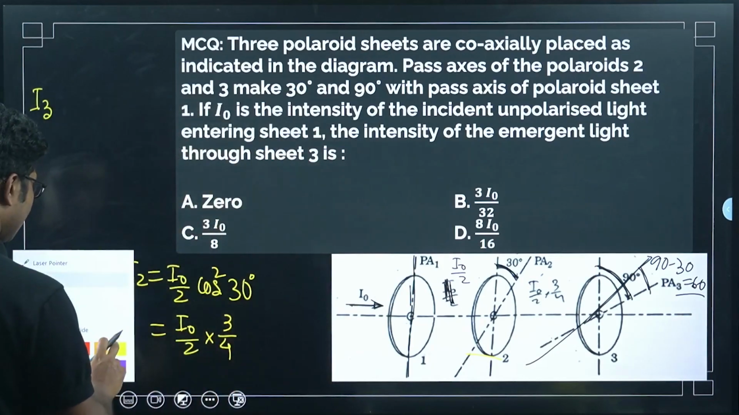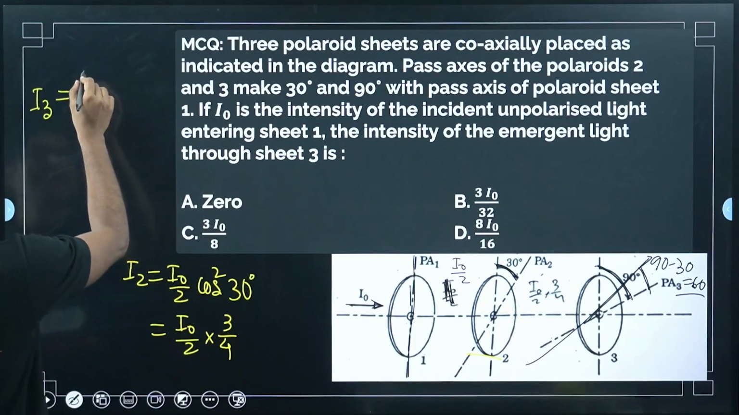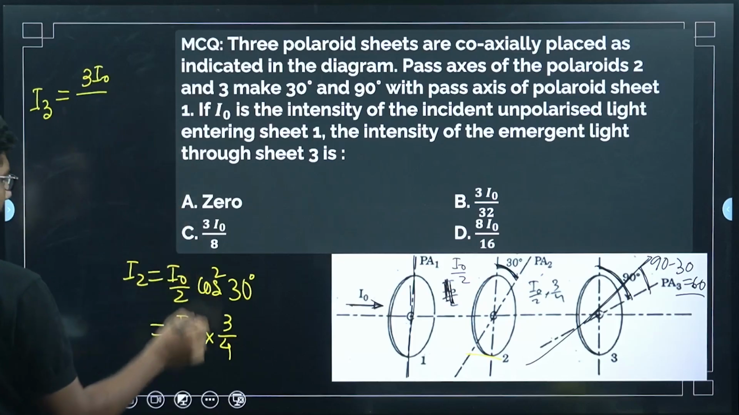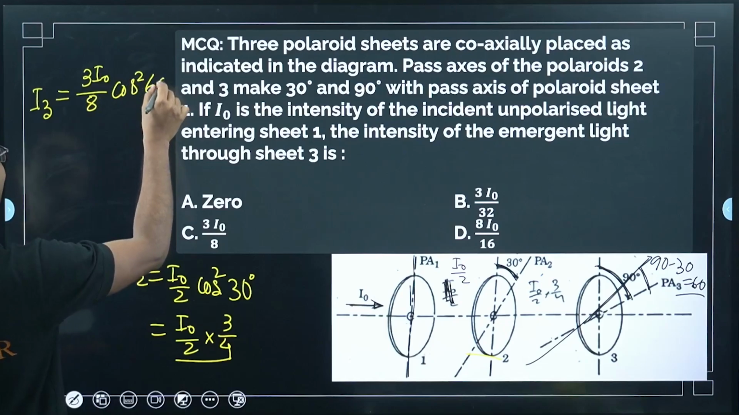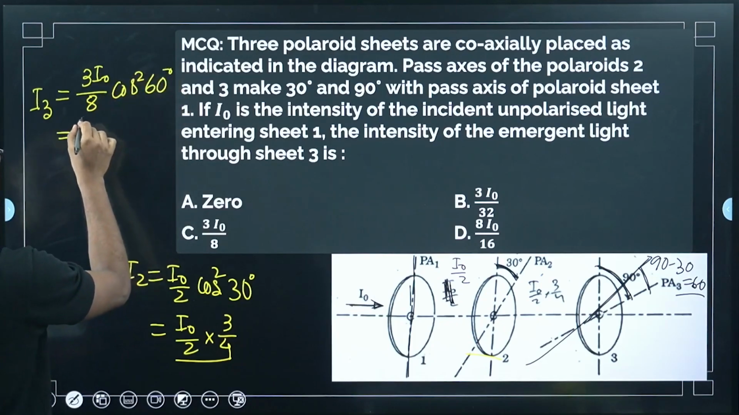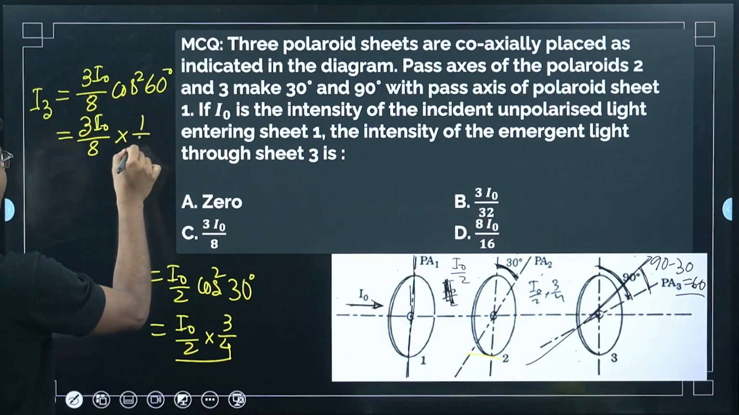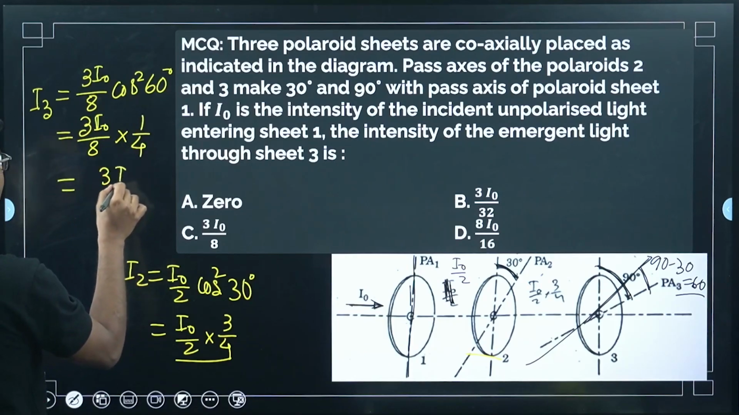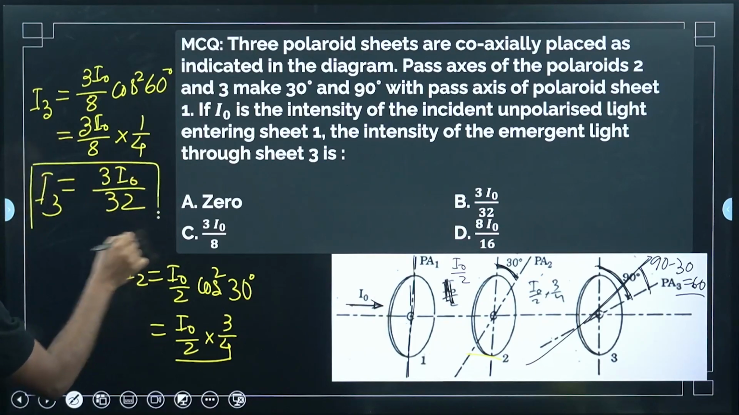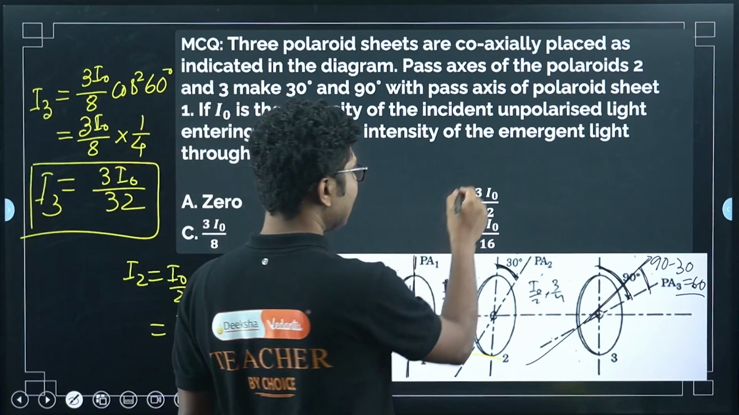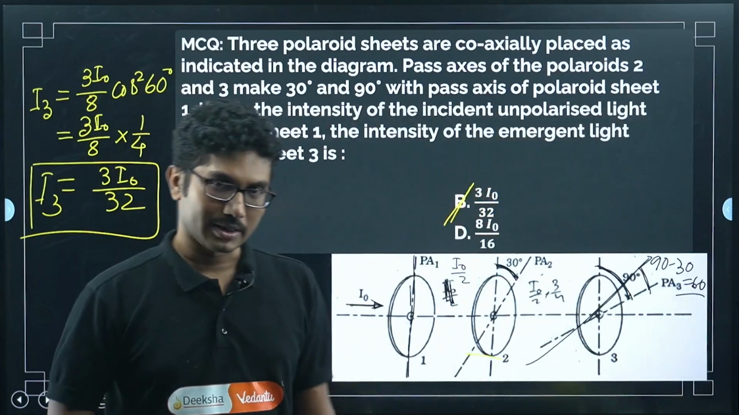So I3 will be 3I naught by 8 times cos square 60 degrees. Now what is cos square 60 degrees? Cos 60 is half, and half squared is 1 by 4. So it will be 3I naught by 32. This is the intensity of the emerging light. 3I naught by 32 is the answer. If you mark 0 by mistake, you will get 0 marks, right?